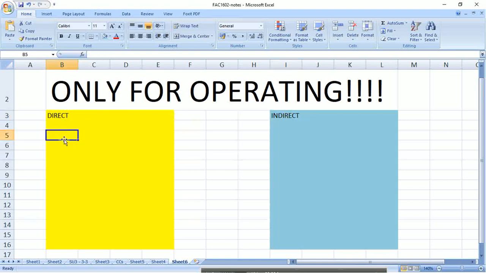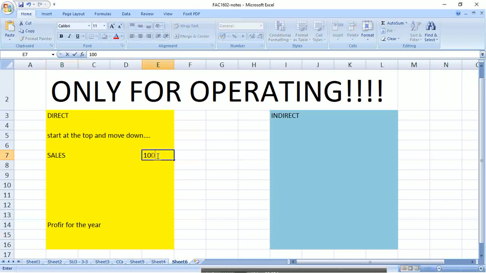Okay, so direct means you start at the top and you move down. That's what you do. So what are we going to have? We're going to have sales, and all the income line items all the way down to profits for the year. Here's a very basic example. Let's say in terms of sales, I've sold 100.